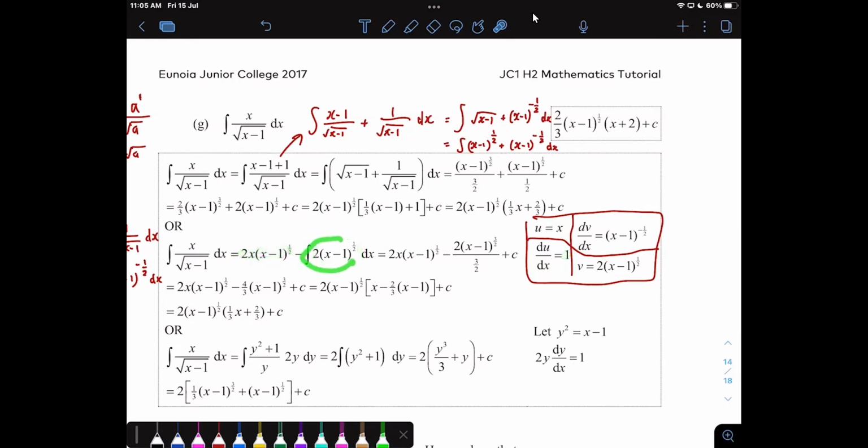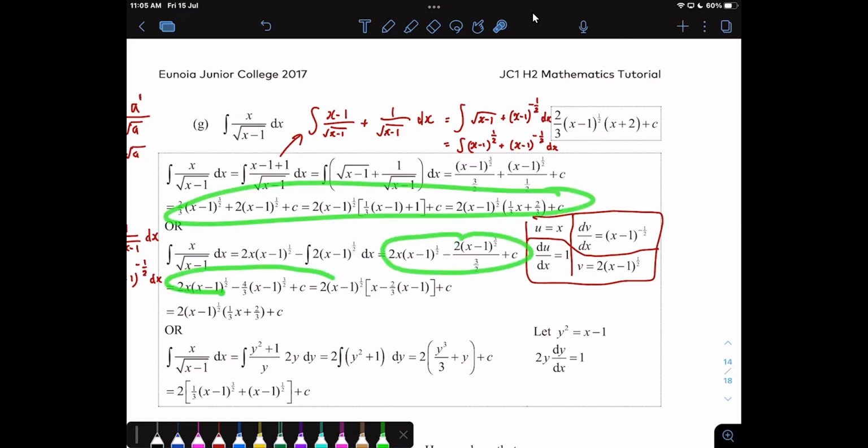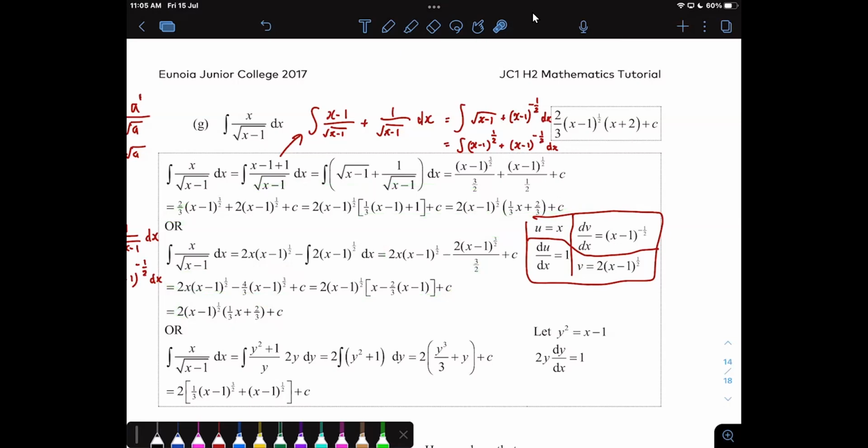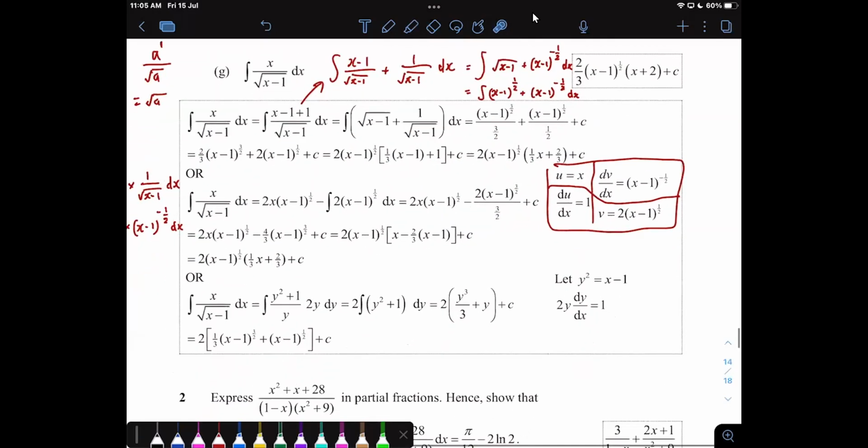Then how do you integrate this one? Very simple, just factor out the 2, then integrate x minus 1 power half. So they just factor out the 2 here, but x minus 1 power half, you integrate, you add 1 to get the new power, divide by the new power. Then plus c. The rest is just algebra, it's the same as this step. You get the same answer. Just simplify.